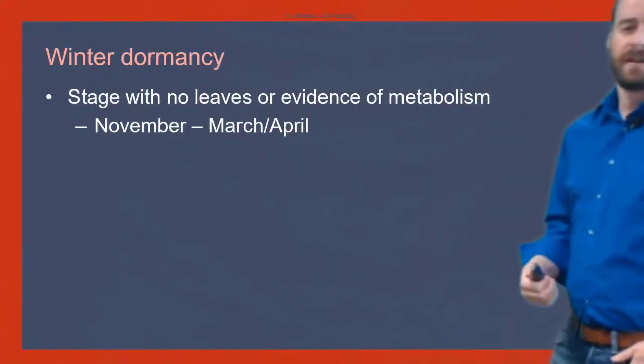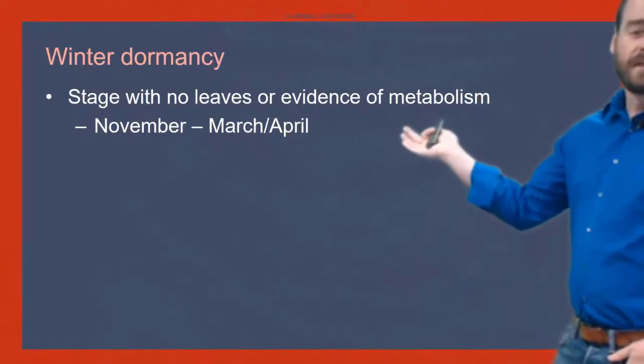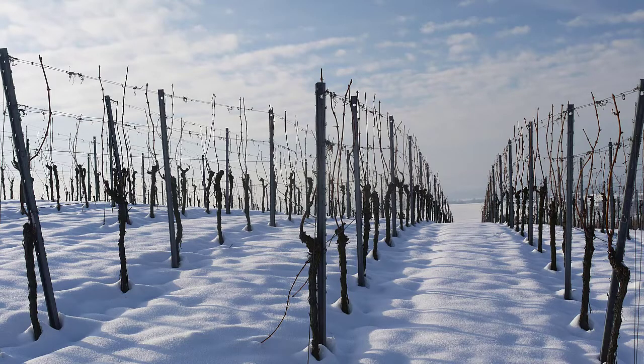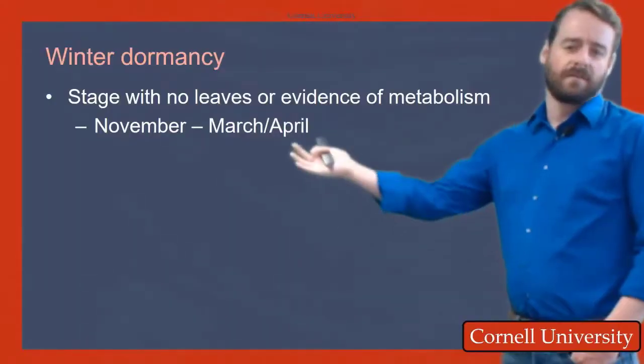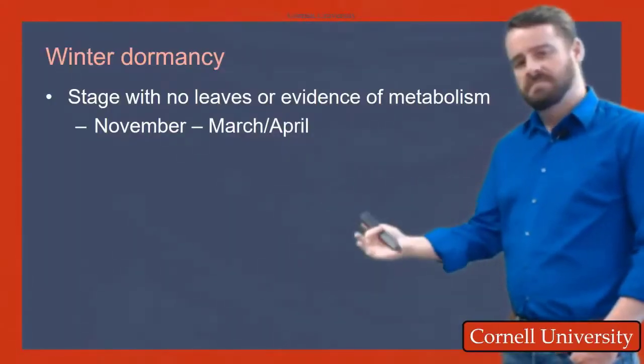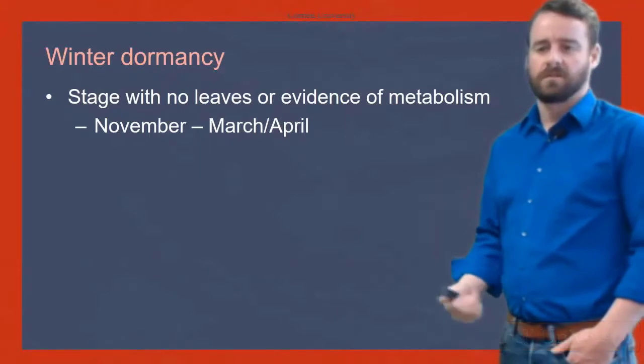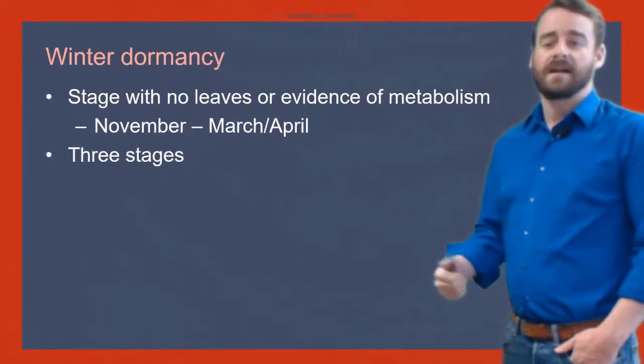Let's talk about dormancy. It's a stage with no leaves or evidence of any kind of real metabolism. There's a little bit going on, but very little. It goes from November to April-ish, and we break it down into three stages.